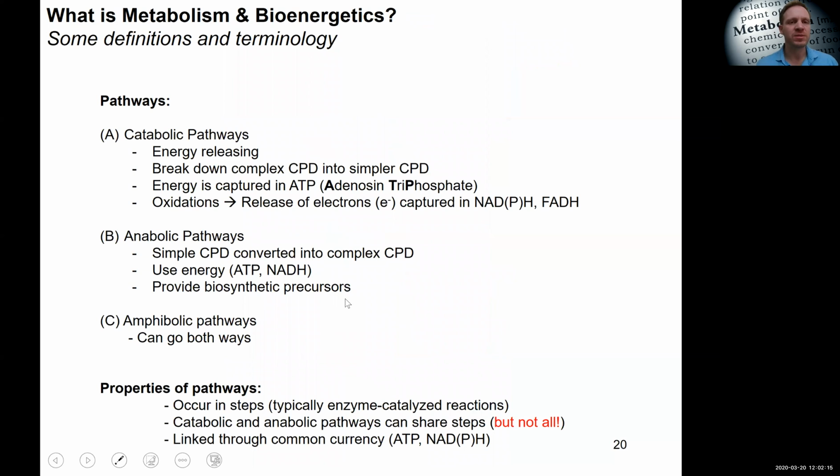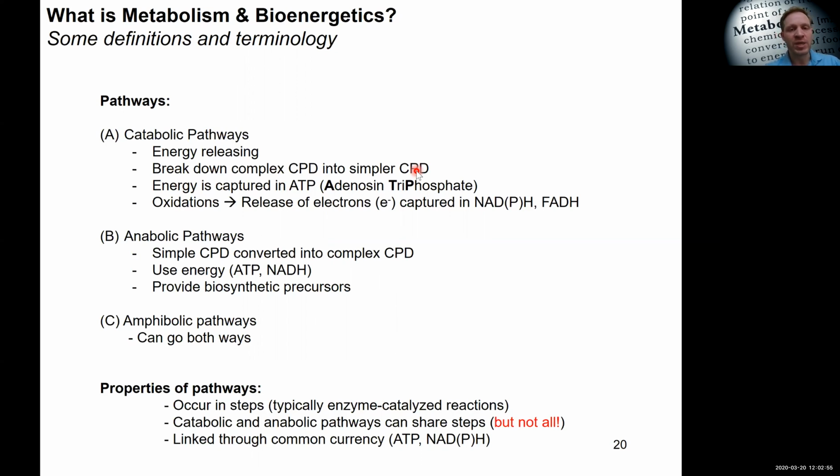All right. So some more terminology to get us started. We had started to talk about catabolic pathways and anabolic pathways. Again, I like to keep in mind that for catabolic pathways, their major purpose is energy releasing. We're breaking down complex compounds into simpler ones to release the energy that is stored in these complex molecules. The energy primarily is captured in ATP, adenosine triphosphate. And we'll look at how this works in a lot of detail.